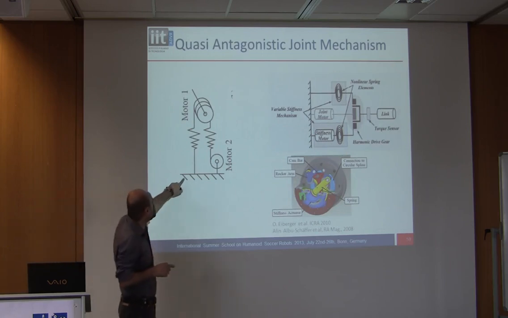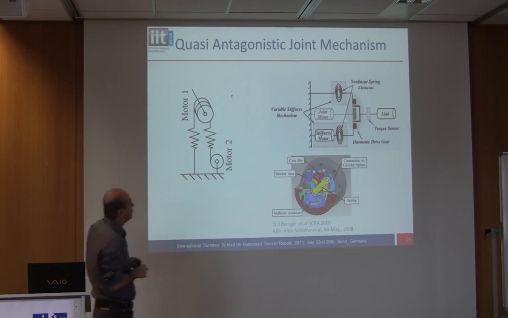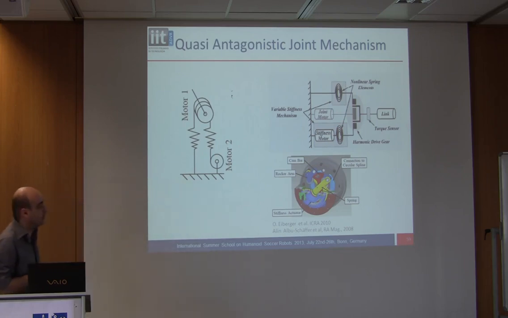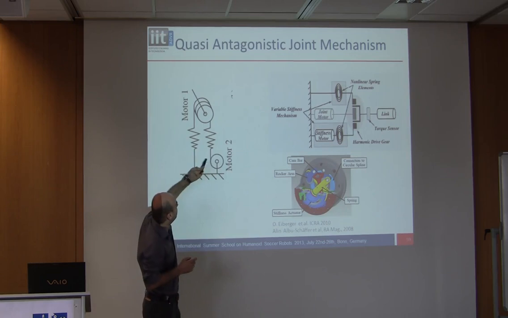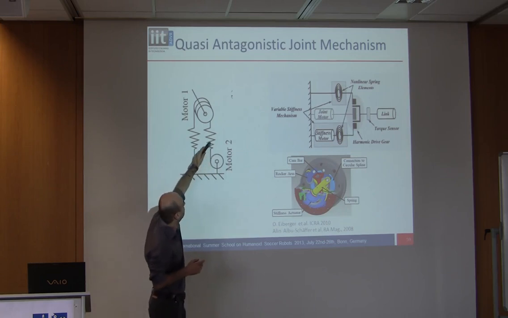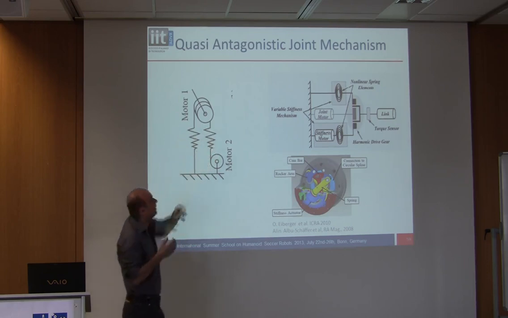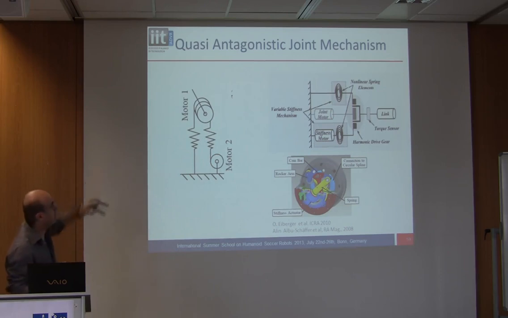The last configuration that I wanted to discuss about the antagonistic schemes is this one, which was used in one of the joints developed by DLR. It's basically called the Bonn antagonistic joint mechanism. The difference with the simple antagonistic is that it uses two motors, one big one placed on the joint, and a smaller one that allows the tuning of the tension of these springs, and also these springs in order to change the stiffness of the mounting base of the big motor.